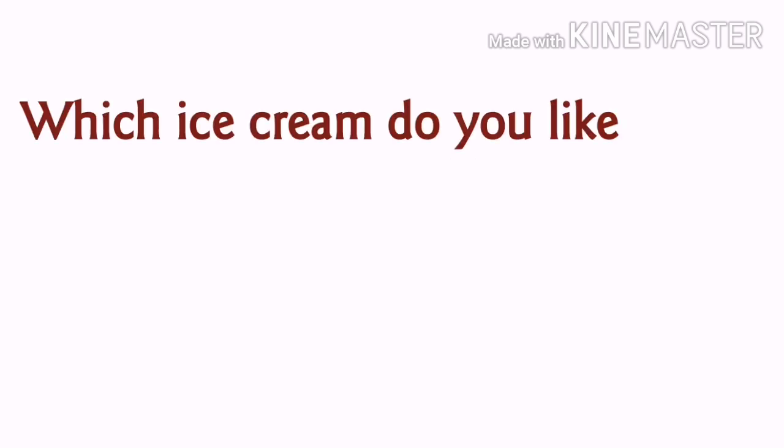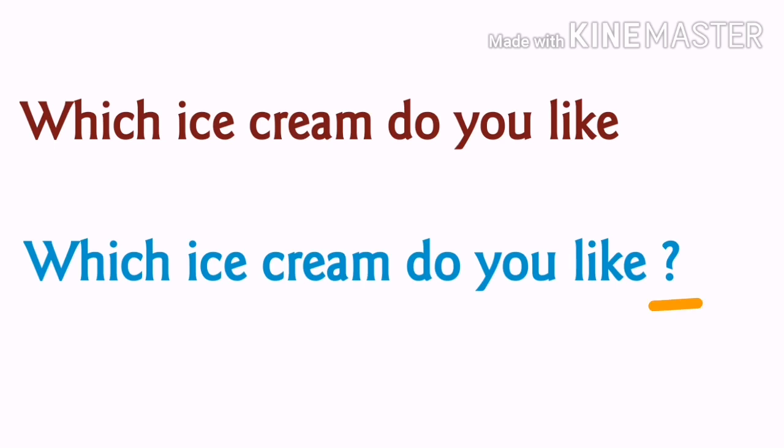See the next sentence. Which ice cream do you like? This sentence is a type of interrogative sentence, which means the sentence is in the form of a question, right? So we need a question mark. So the sentence should be like this: Which ice cream do you like? So an interrogative sentence should end with a question mark. Write down the examples in your notebook.